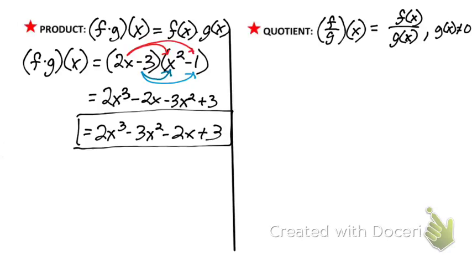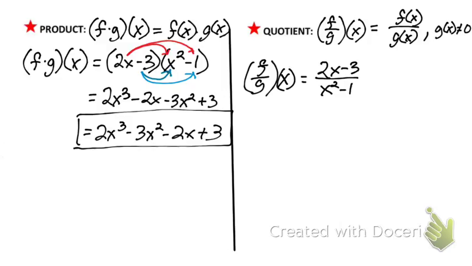All right, so we're going to do f over g of x. Well, that's just going to be our f, which is 2x minus 3 over x squared minus 1. And there's no real way to simplify that, except it's not done. If I would do this on a test, I would lose a point. And it has to do with this.